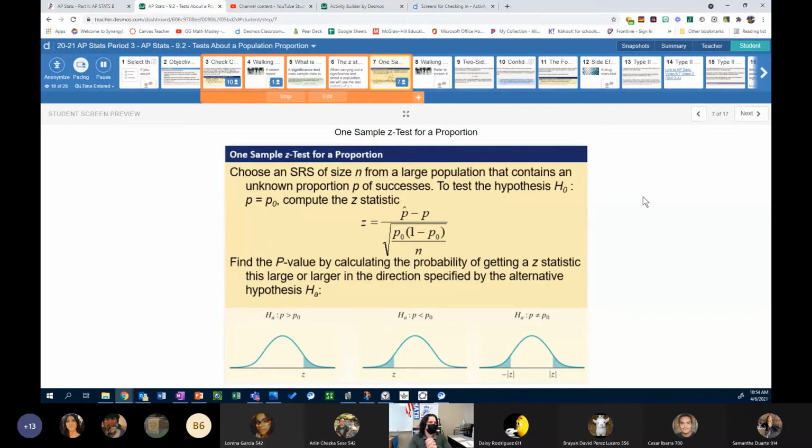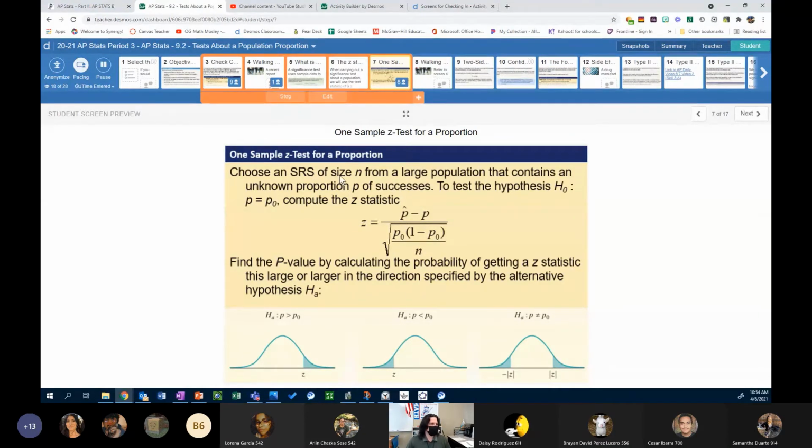This is part of our 4-step process. This is part of the calculation that we're performing. The one sample z-test is our inference method. It allows us to take the data and put it in a way that I can make a conclusion about it. It gives me something to compare with.